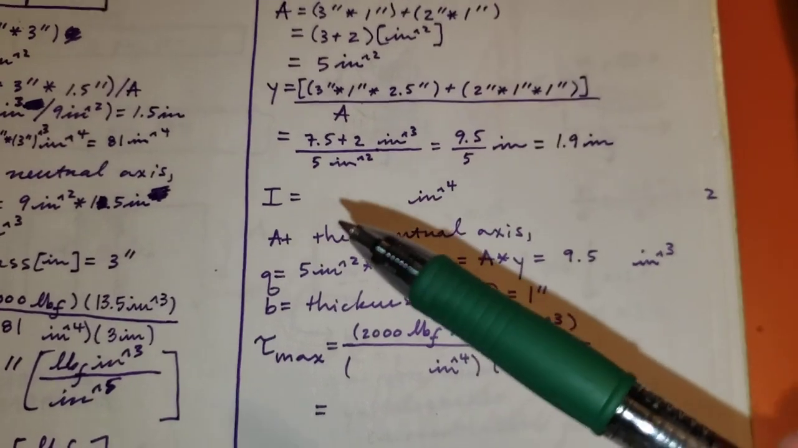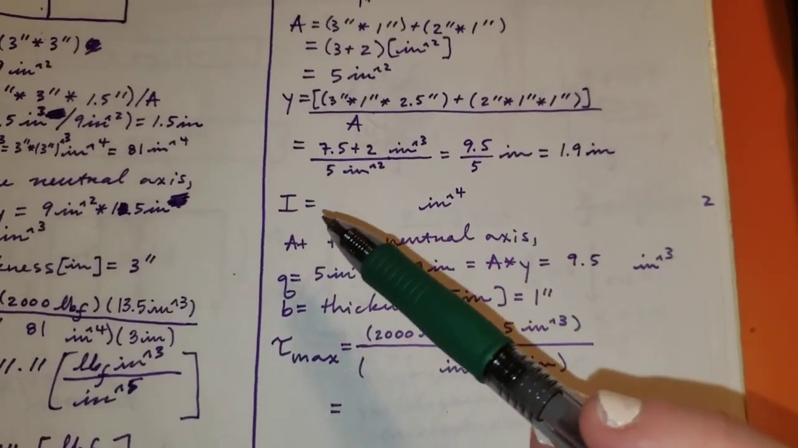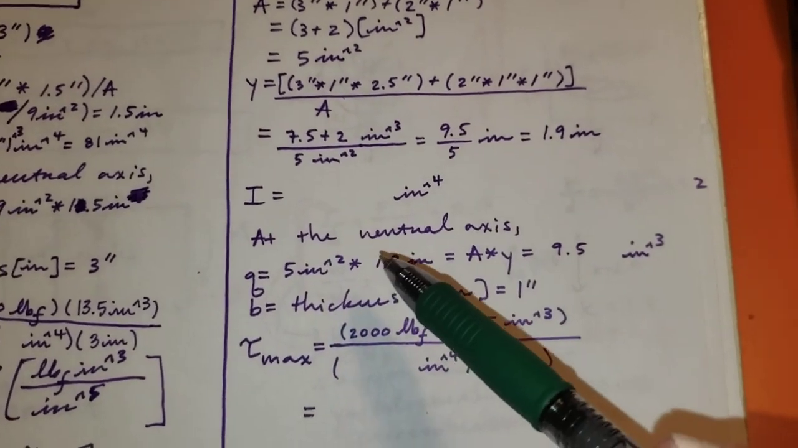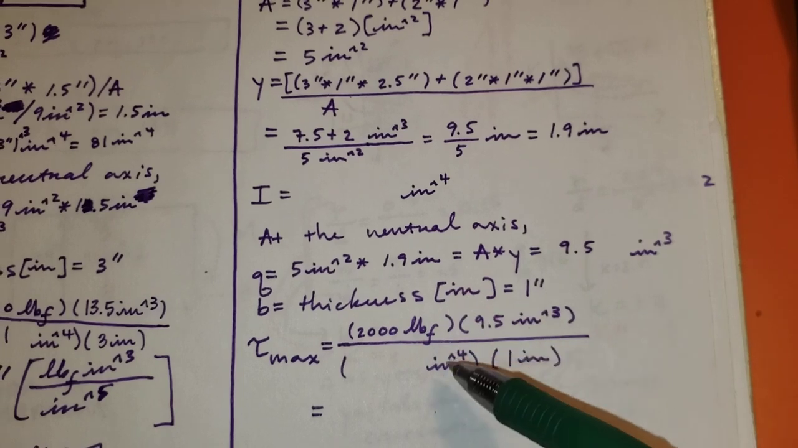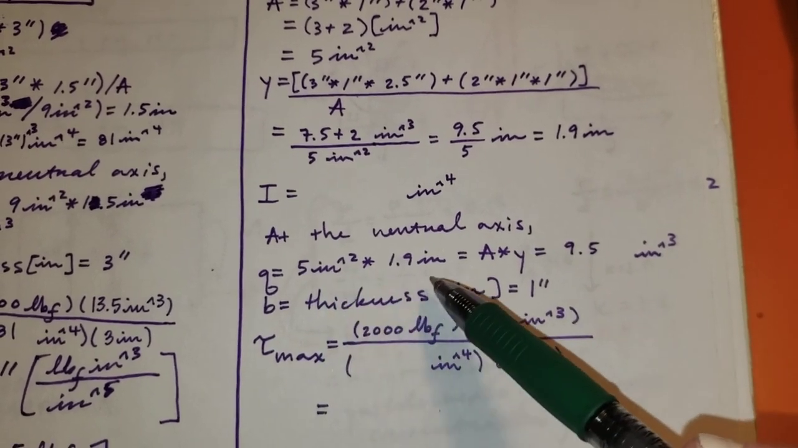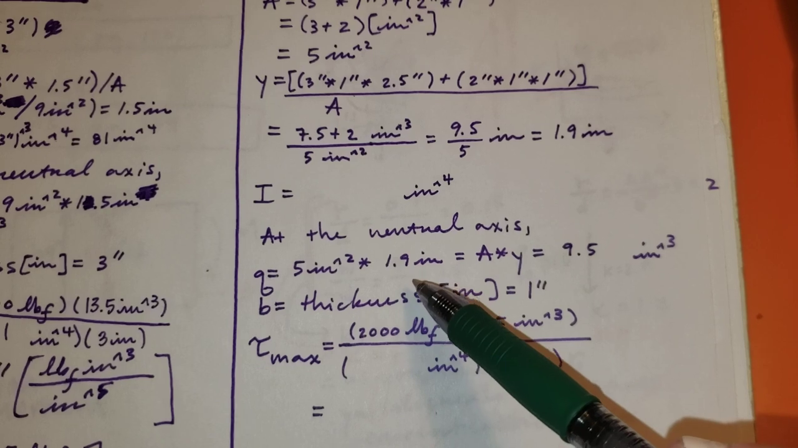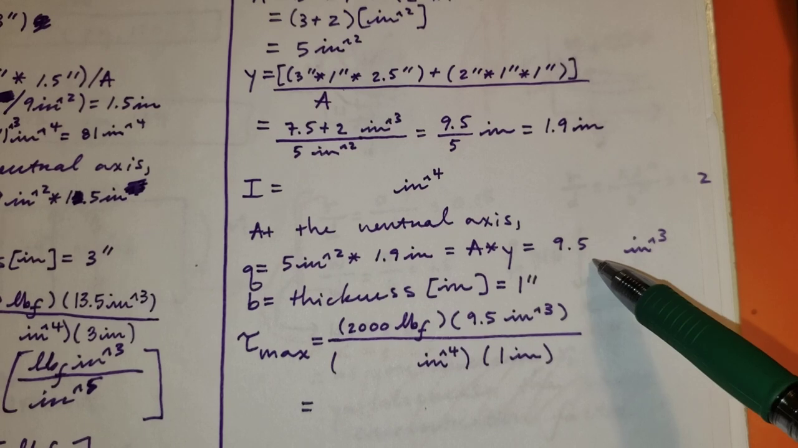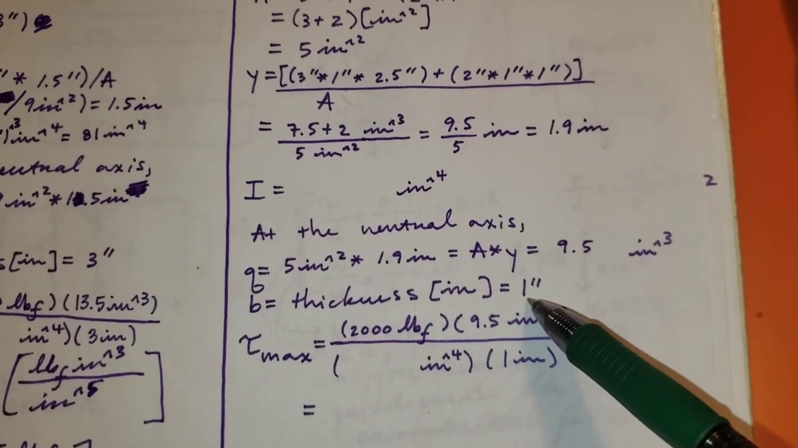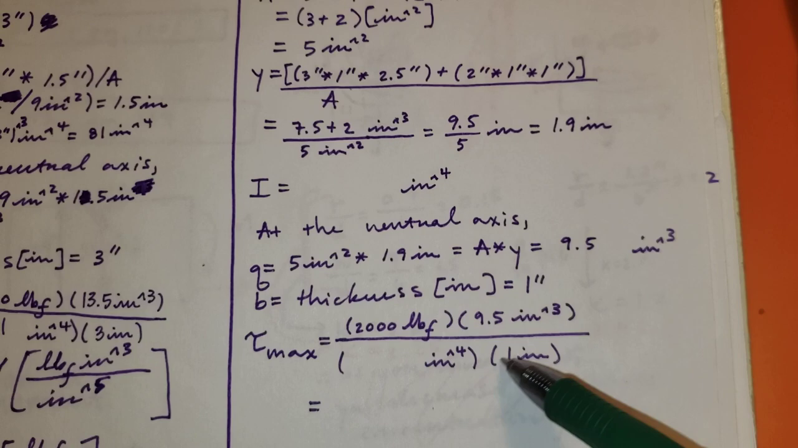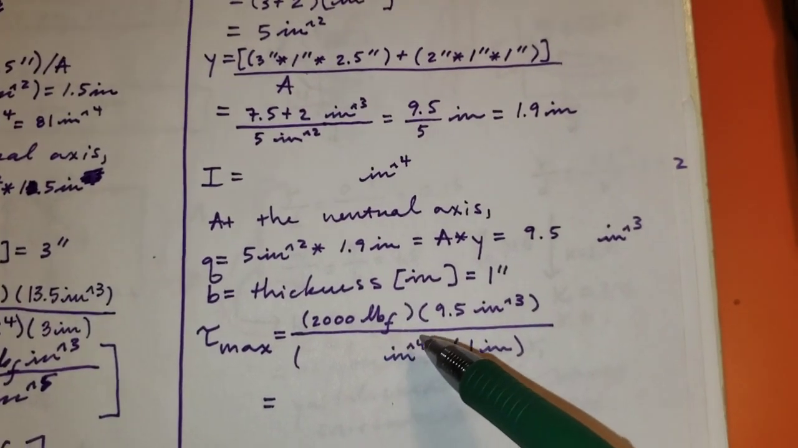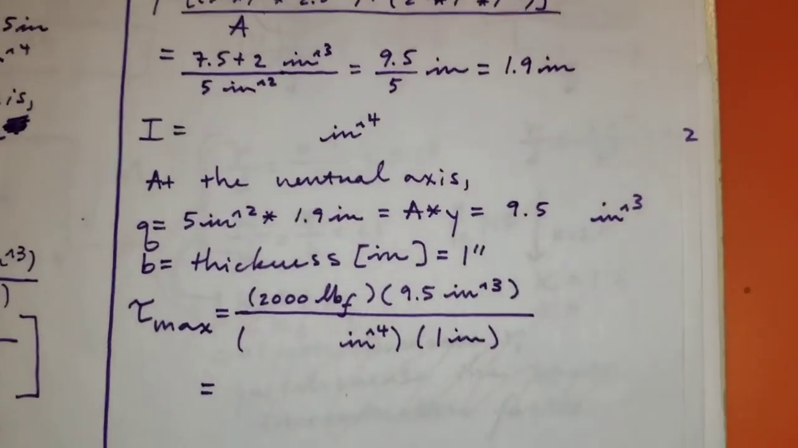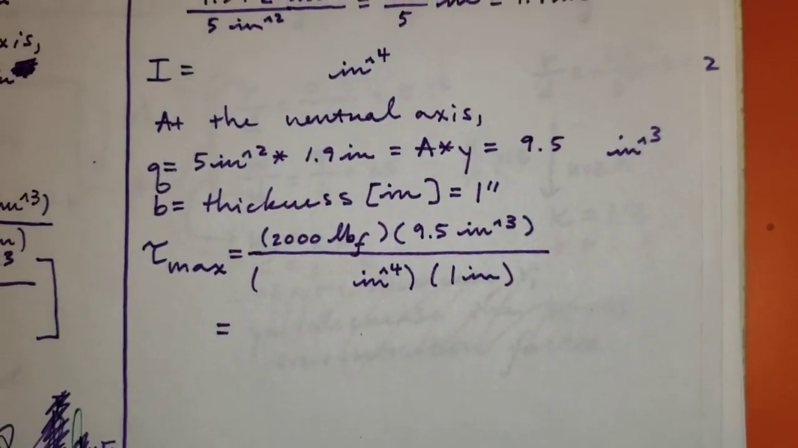Now for the T-beam, you can look up how to calculate the inertia. There will be an equation in a table you could use. That's probably the simplest way to go about that. At the neutral axis, the Q value is the area times the neutral axis distance from the reference, which is 1.9 inches, so A times Y is 9.5 inches cubed. And we said the thickness B is 1 inch, and we are just going to plug all of that into our equation for the maximum shear stress, and there we have it. So good luck calculating these.